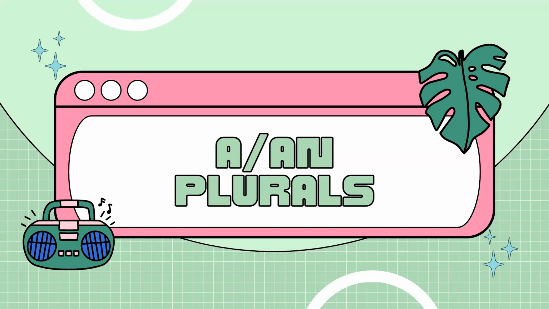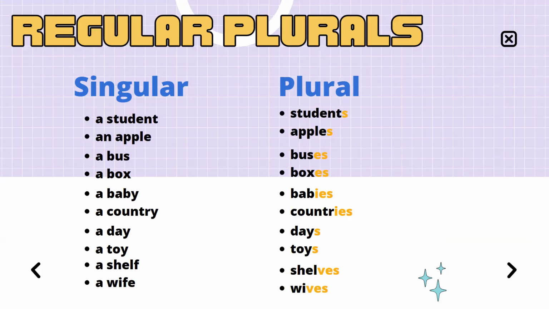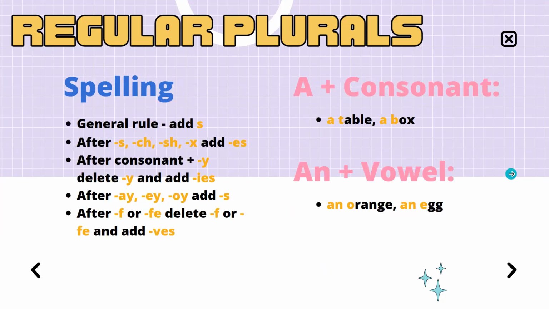Now, let's continue with A and plurals. So we have regular plurals, which are singular and plural. In singular, we have a student, an apple. In plural, it would be students, apples, a bus, a box, buses, boxes, a baby, a country, babies, countries, a day, a toy, days, toys, a shelf, a wife, shelves, and wives.